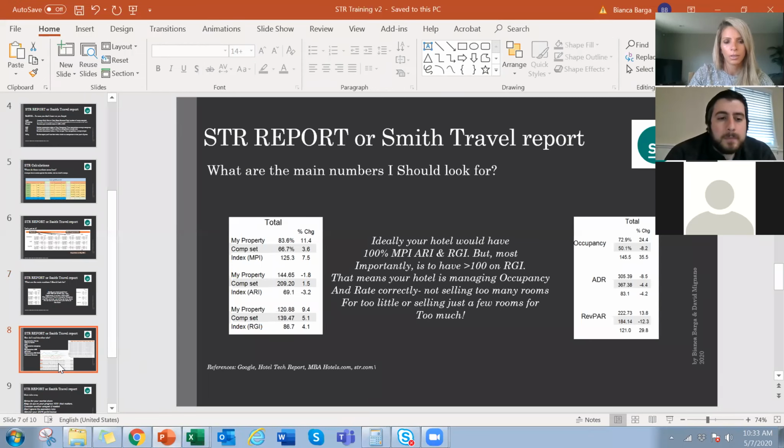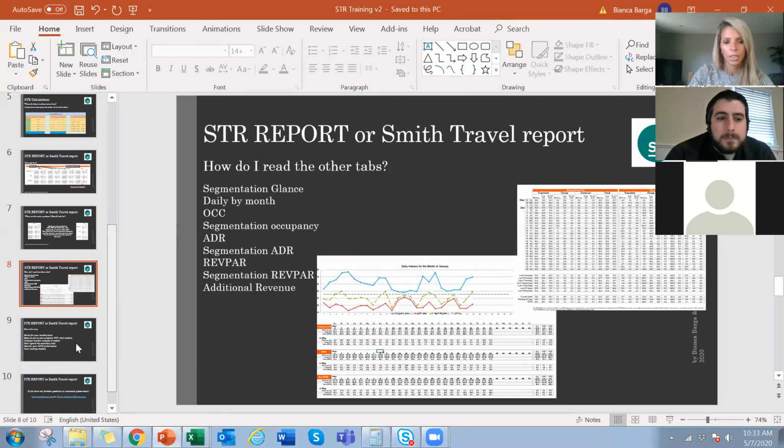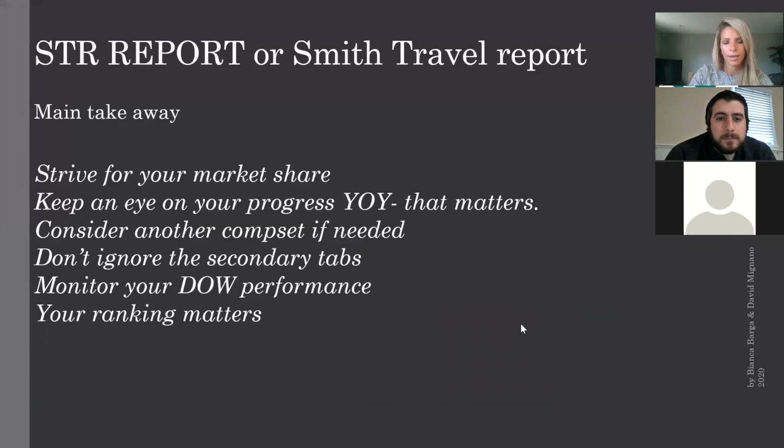All right, so we're going to go back to the closing of our presentation here. And it is the main takeaways in terms of the STAR report. And do you want to do this, David? Really, the main takeaways are to strive for your market share, strive for that 100%, get your fair share, but understand your market as well.